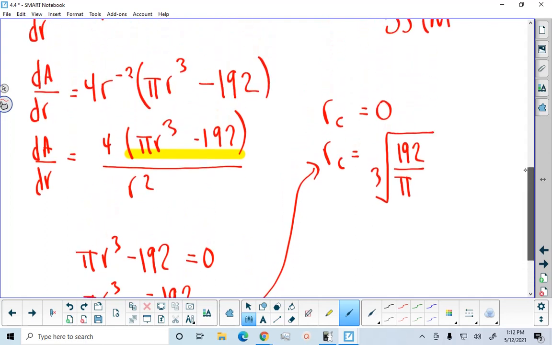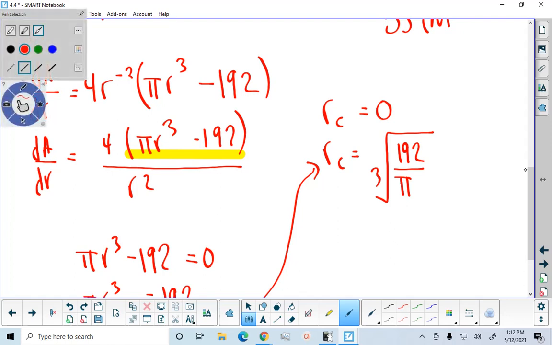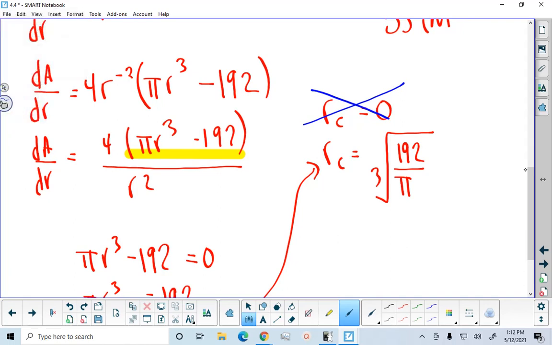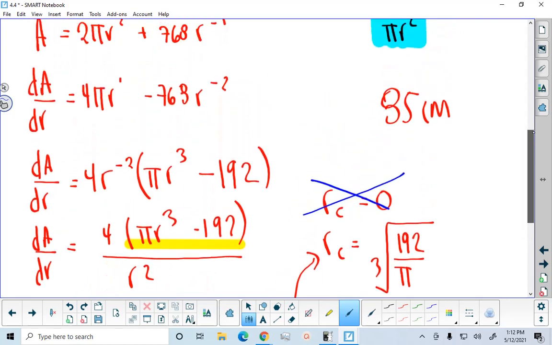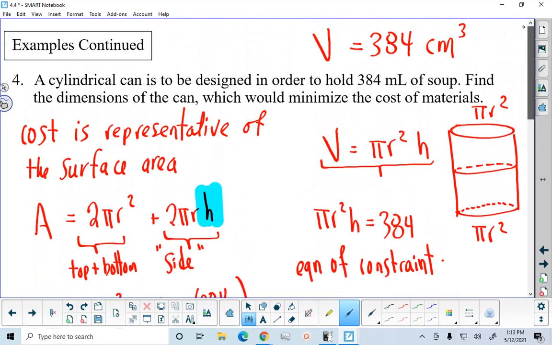So of these two critical values of r, critical equals 0, that's crazy talk, because you want a can, you have to have a can to put the soup in. By the way, if the radius was 0, the height of the can would be infinite. So what we've discovered is the radius of the can that will produce the least area, which is the least cost.